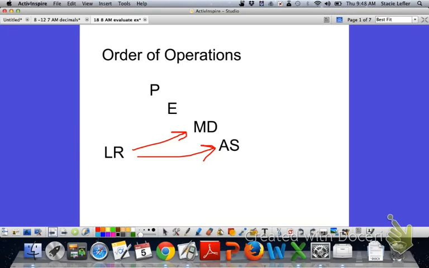When you evaluate expressions, you use the order of operations to know which parts of the expression to solve first. So we use PEMDAS, or please excuse my dear Aunt Sally. So we would do parentheses first, and then exponents. Then we multiply or divide, whichever comes first, left to right, and then add or subtract, whichever comes first, left to right.